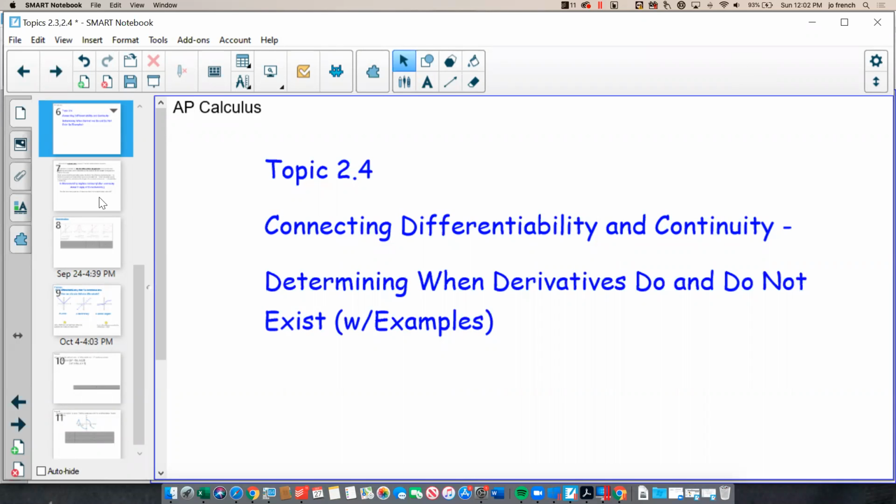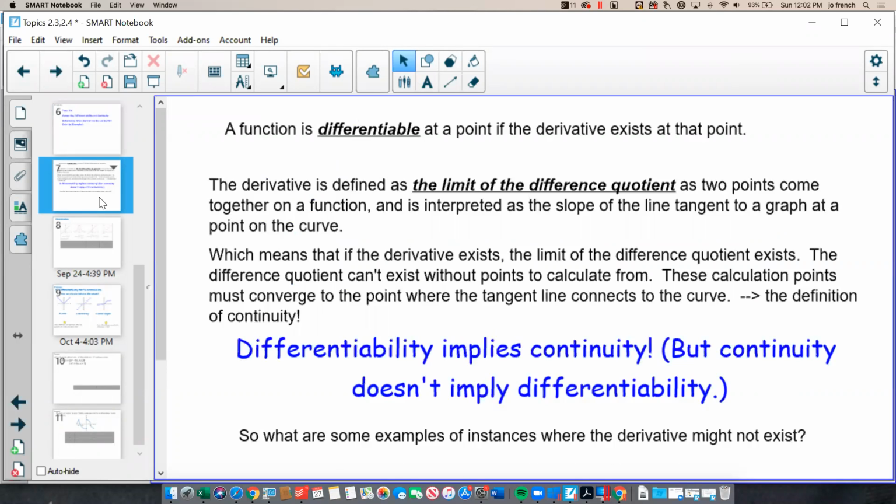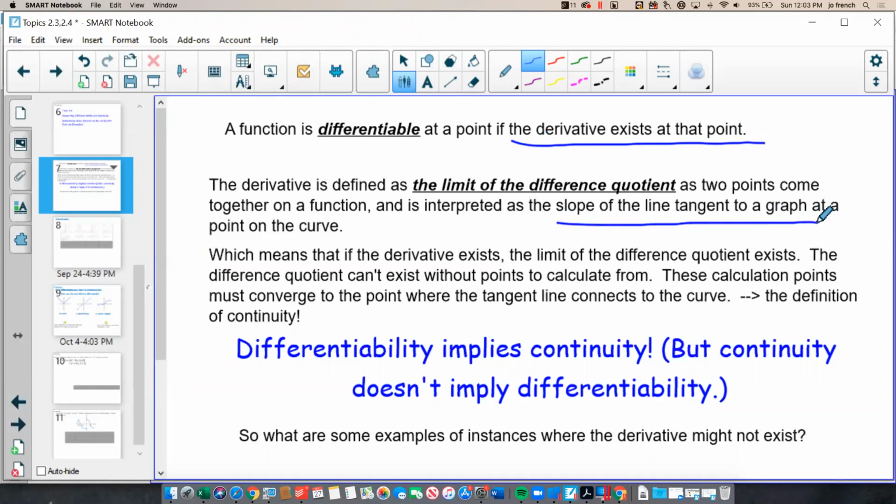So first of all, what does differentiability mean? Well, a function is differentiable at a point if the derivative exists at that point. So basically, if you can take a derivative, the function is differentiable. And our derivative, just to remind you, is defined as the limit of the difference quotient, the slope, as 2 points come together on a function, and is interpreted as the slope of the line tangent to a graph at a point on the curve.